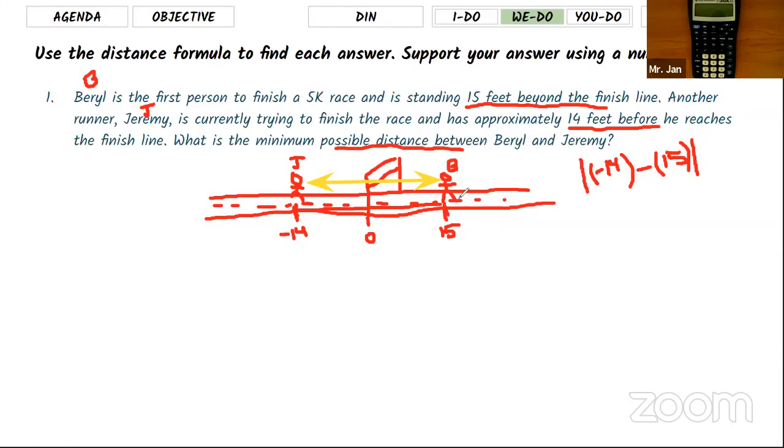Yes, you can write it. Write your answer in the chat box. To find it, you just need to subtract these two numbers, negative 14 minus 15. That's it. Type in your calculator, negative 14 minus 15. No, it's not 1 foot far away from each other. Look at this, there is more than 14 feet.